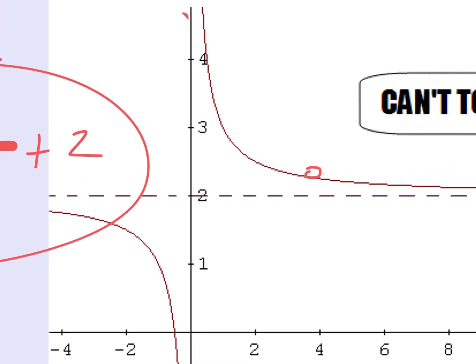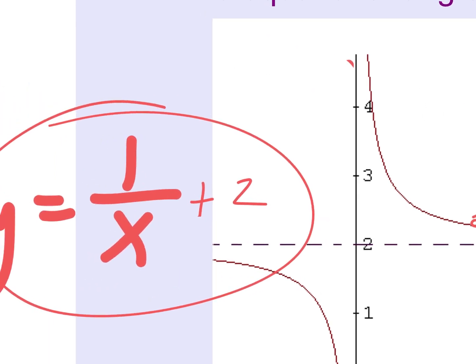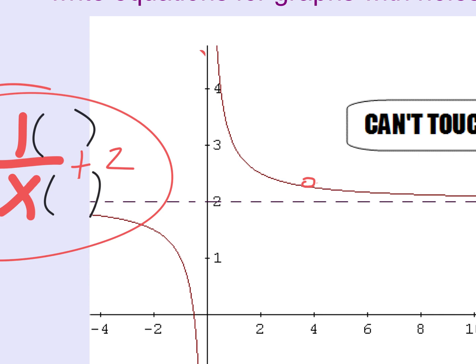Well then, if there was an empty spot at 4, that means in the fraction part, there would be something that would cancel and make the hole there, right? And what would cancel would have been not an x plus 4, but an x minus 4 on top and an x minus 4 on the bottom. Do you understand that part? Okay. All right, let's go on to this page.